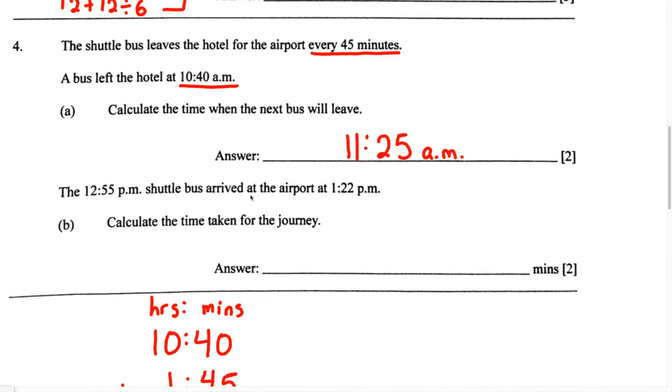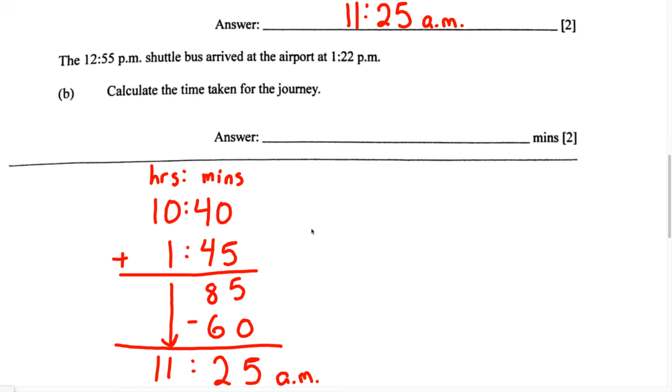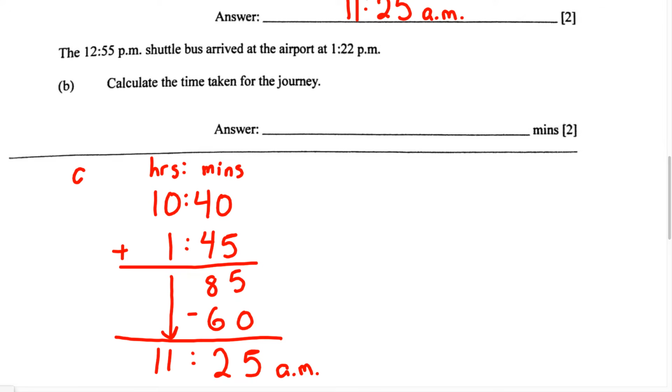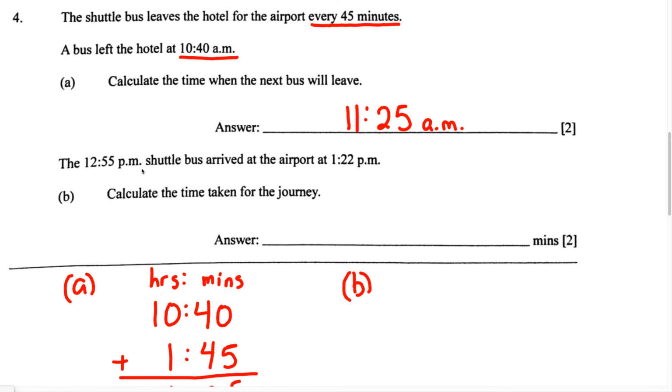Now it says the 12:55 p.m. shuttle bus arrived at the airport at 1:22 p.m. Calculate the time taken for the journey. So if this was part A, let's do part B right here. Let's read the question one more time. The 12:55 p.m. shuttle bus arrived at the airport at 1:22 p.m. Calculate the time taken for the journey.